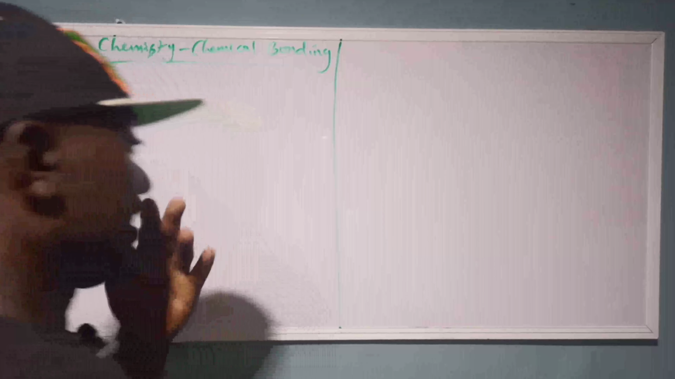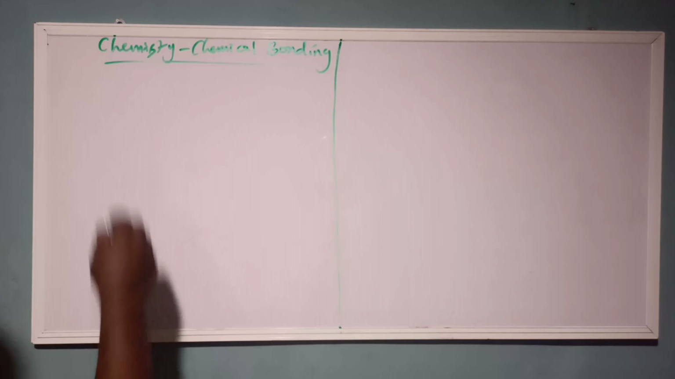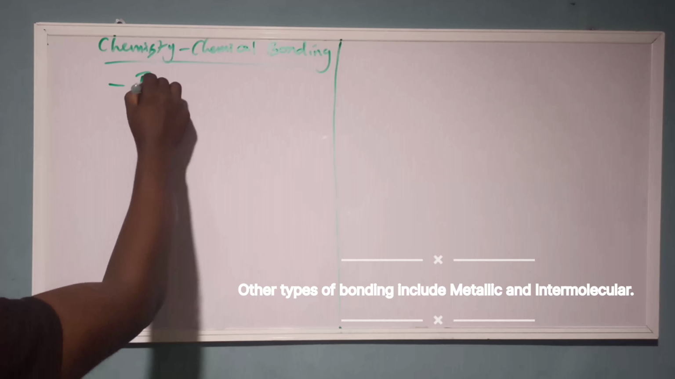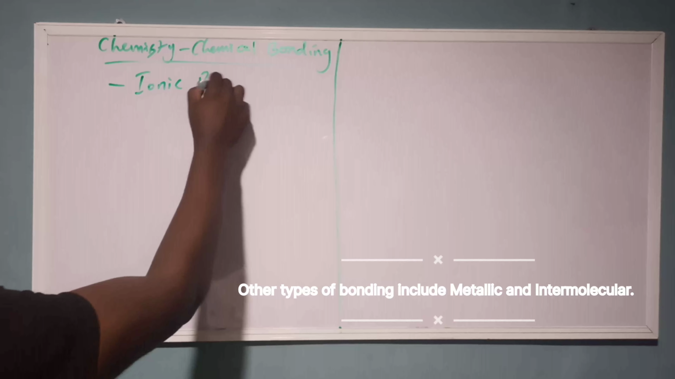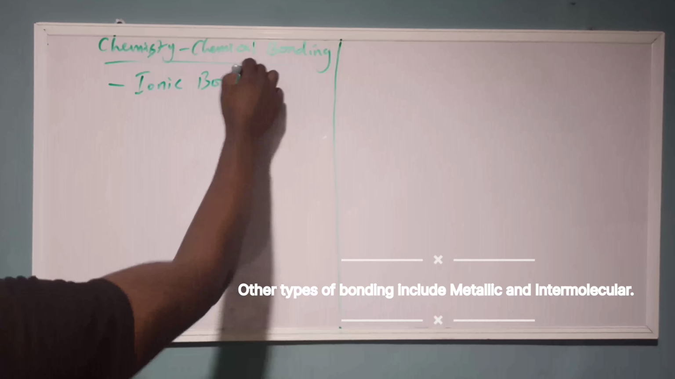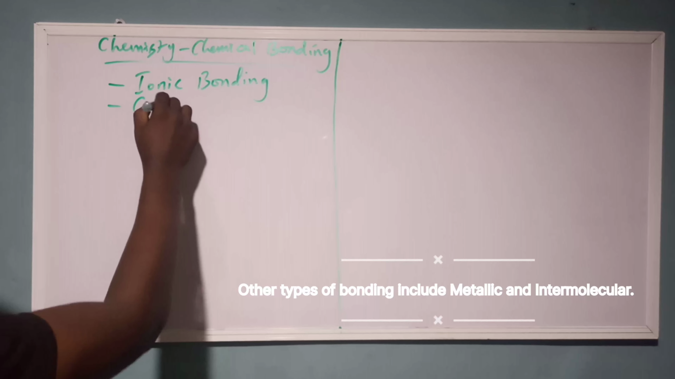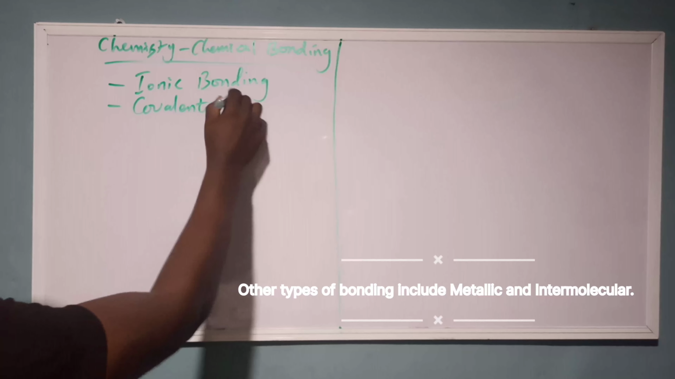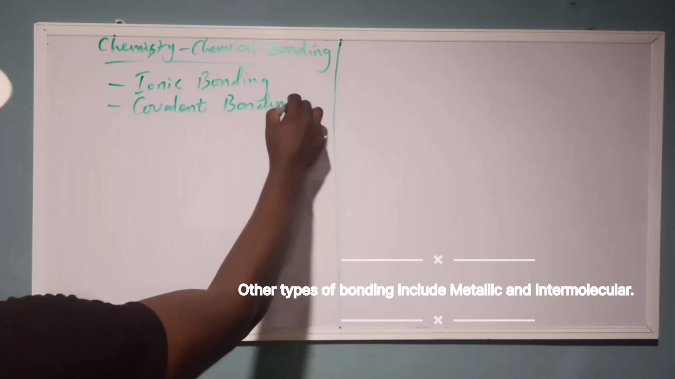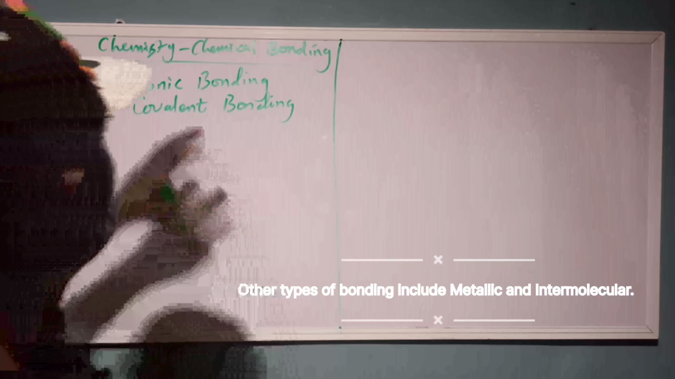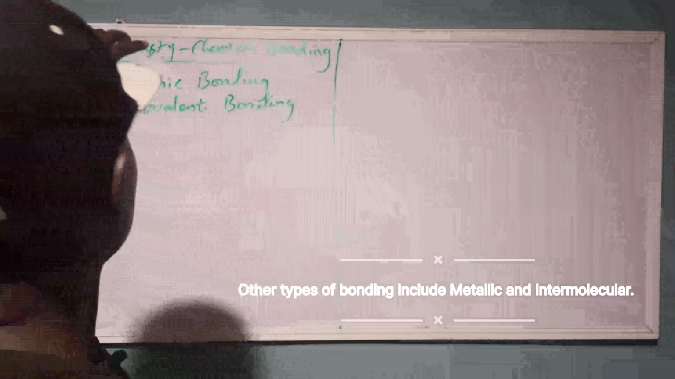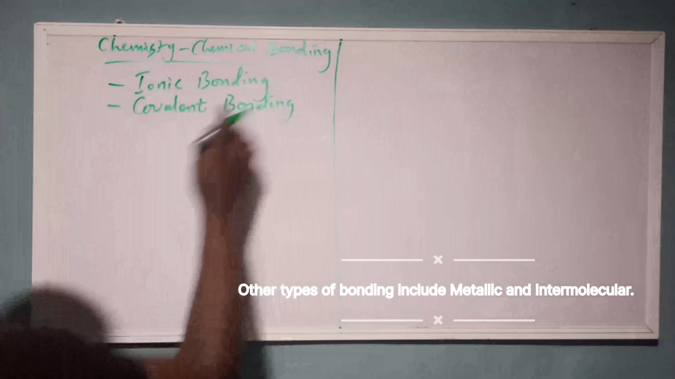Alright, so in chemical bonding we have two types of bonds. The first one is ionic bonding, and the second one is covalent bonding. So for this class, I will only talk about ionic bonding. Then in the next class, I'll talk about covalent bonding. Now, ionic bonding. This is a kind of bonding.